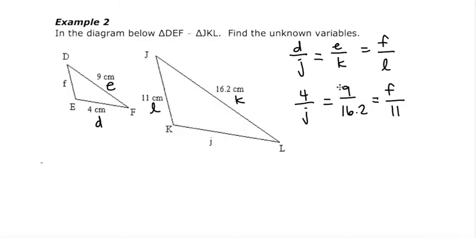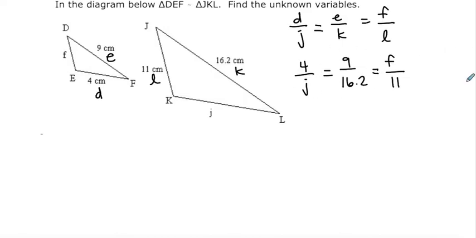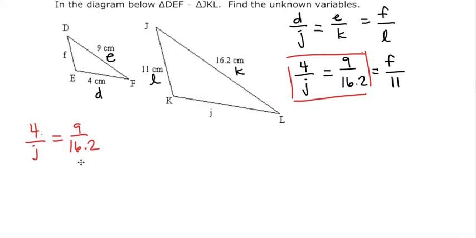And now I'm going to do a two-part problem for this. I'm first going to solve for J, and then I'm going to solve for F. So let's start by solving for J, because that's the first one in my proportion. So I'm going to use my ratio or my fraction that has J, and I'm going to use the one that I know both numbers for. And I'm just going to use those two. I'm not going to use all three.